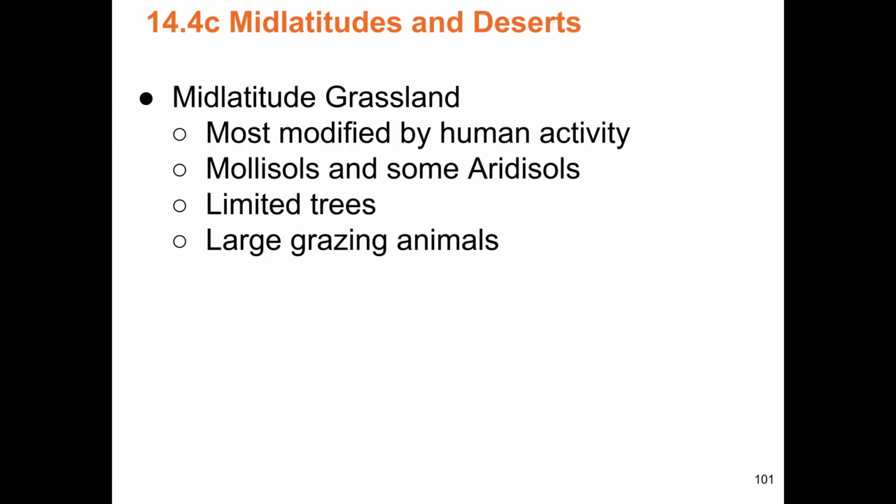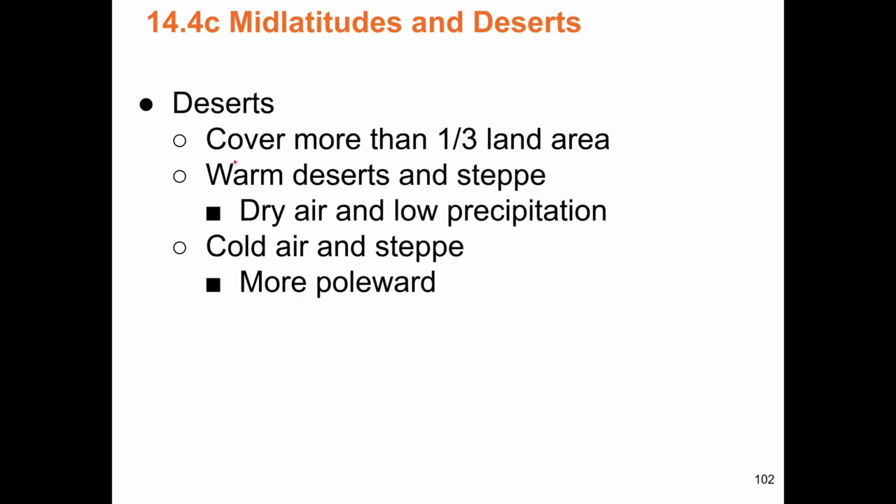So we're still in the mid-latitudes. Now we're talking about mid-latitude grasslands. Mid-latitude grasslands are the most modified biome. We use it for agriculture. We use it for our cities. We have converted most of the grassland over for human use. Mollisols, lots of mollisols. Few trees because it's too dry for trees.